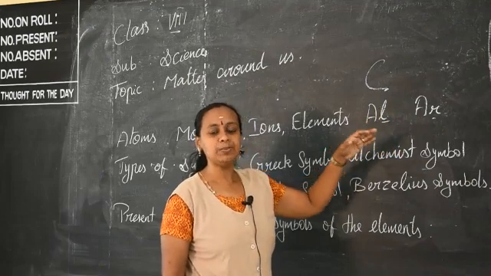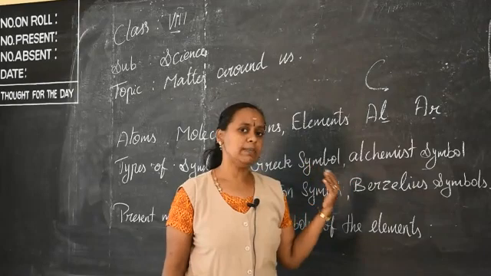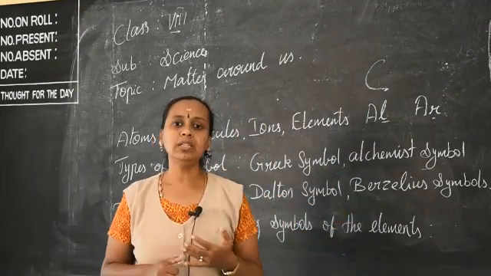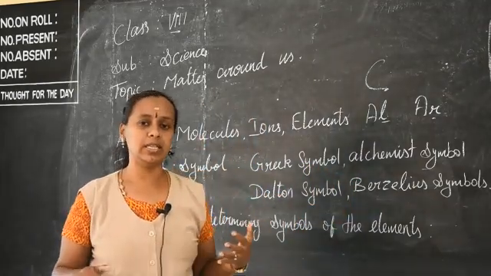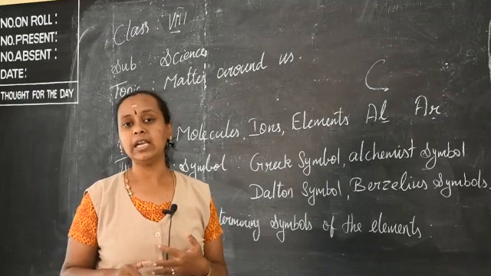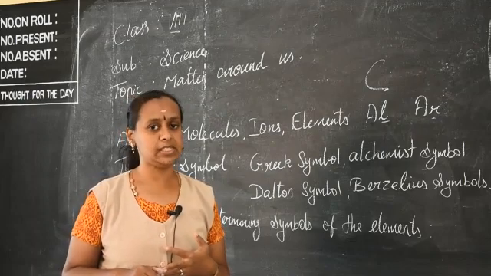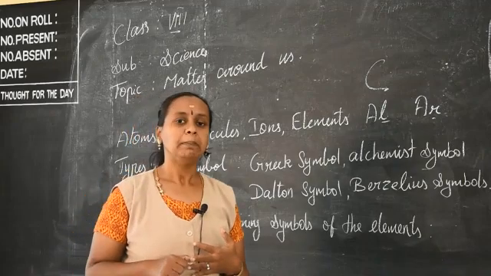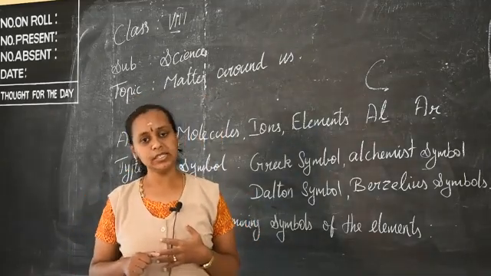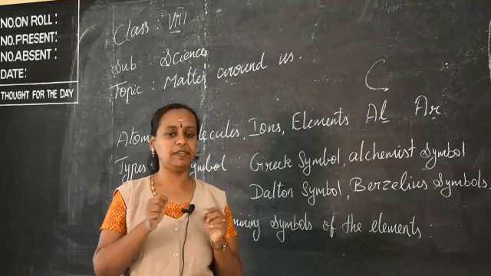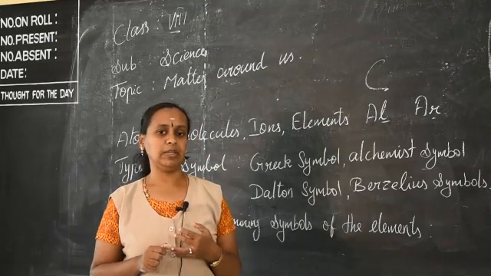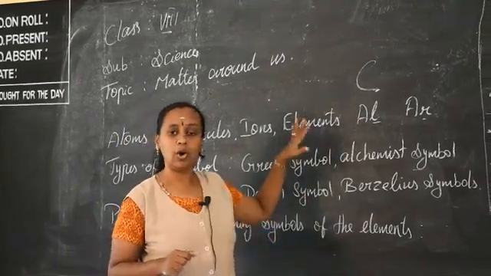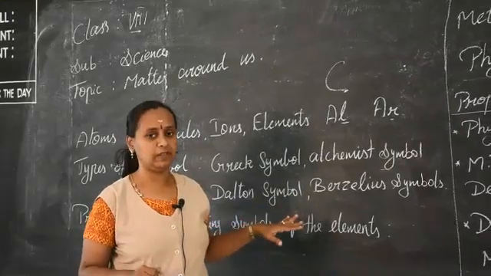These are the things we studied about how to write symbols. Some elements are named using the country, the scientist's name, or Latin and Greek names. For example, iron is mentioned as Fe, because the Latin name for it is ferrum. So the iron symbol is Fe. I hope you can understand all this content we studied in the previous class.